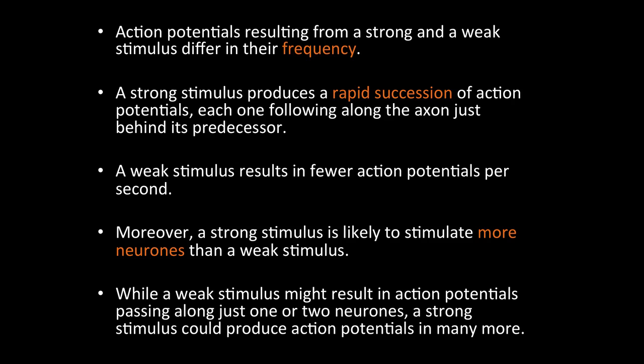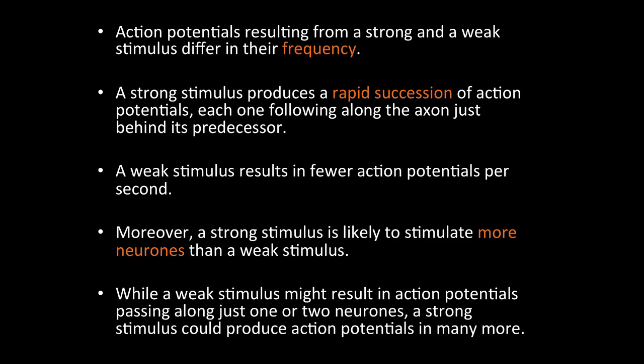So let's see. Action potentials resulting from a strong and a weak stimulus differ in their frequency. A strong stimulus produces a rapid succession of action potentials, each one following along the axon just behind its predecessor. A weak stimulus results in fewer action potentials per second. So in other words, a strong stimulus will have a high frequency of action potentials, while a weak stimulus will have a low frequency of action potentials.